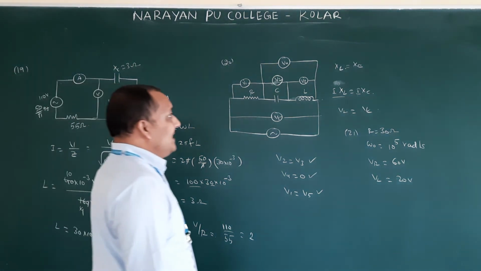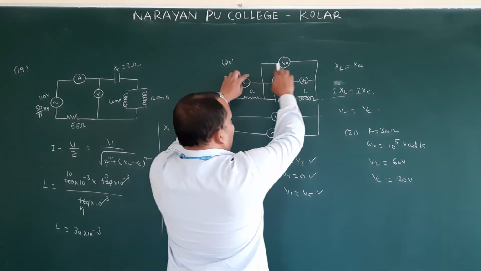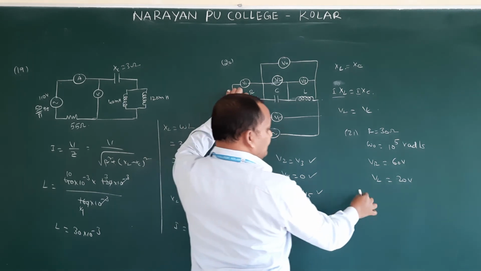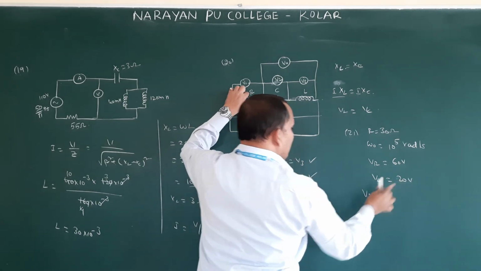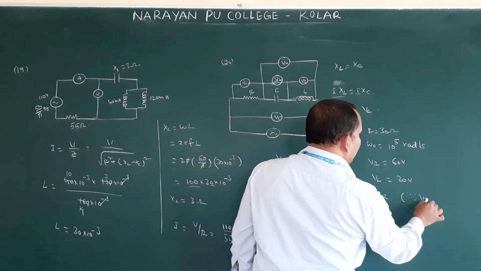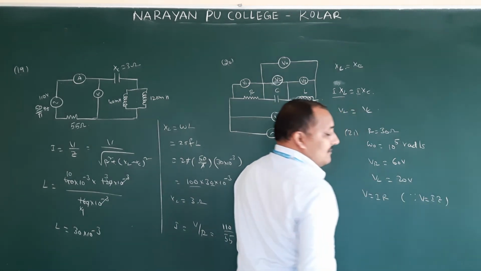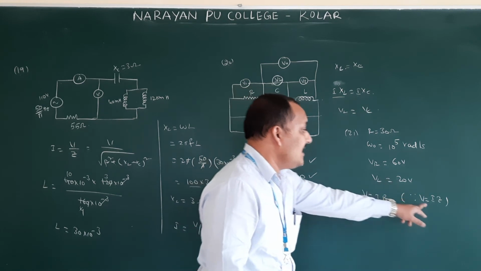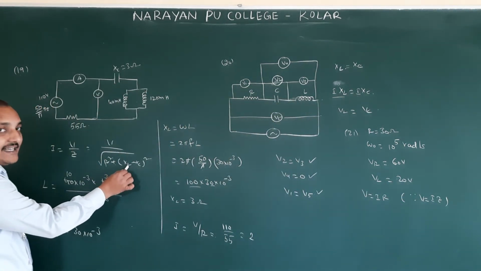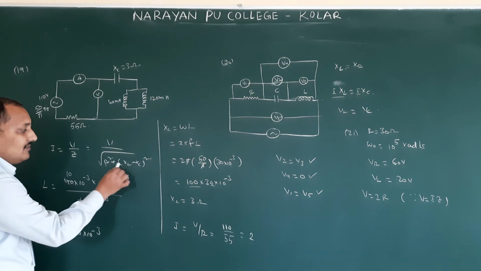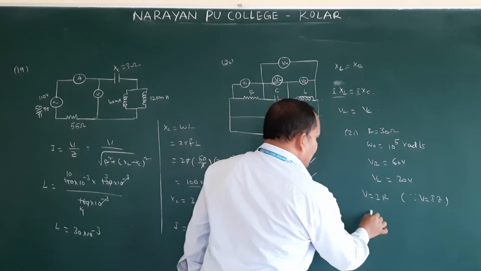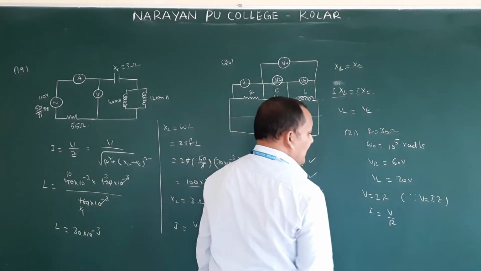So at resonance, the total voltage is nothing but I into R. V is equal to IR. Actually we have to write IZ, but they are asking at resonance. At resonance always Z is equal to R. Because at resonance XL equal to XC, the difference is going to be 0, then root R square is nothing but R. Now I is equal to V by R.